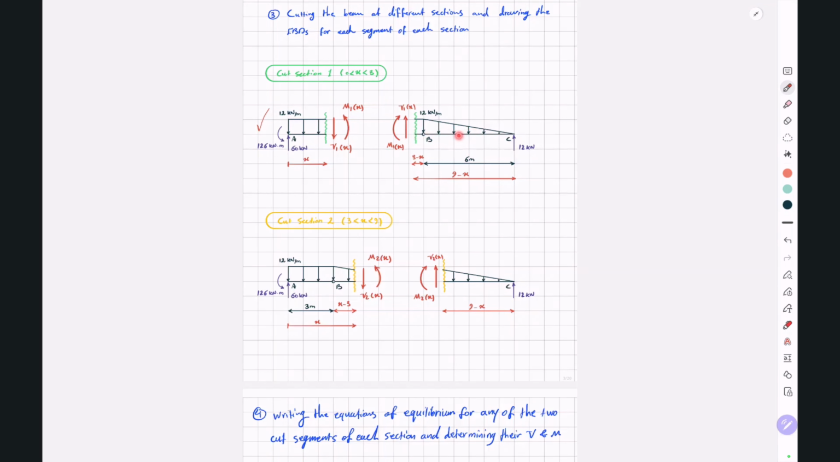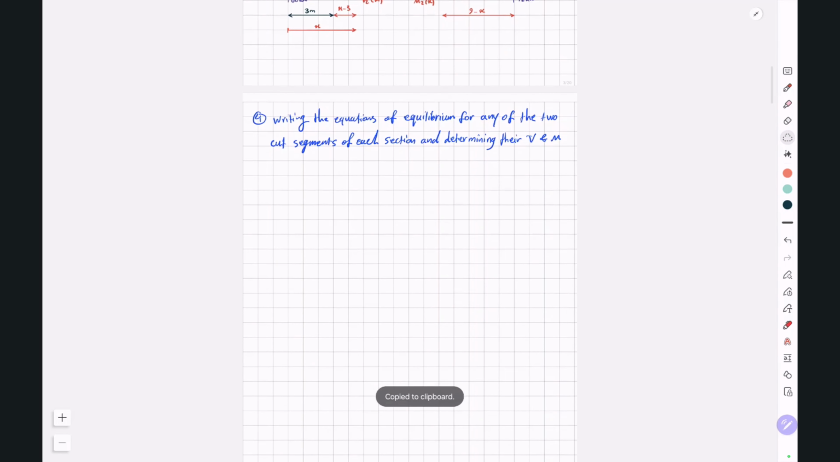So I'm going to choose this one, but if you want, you can write the equations of equilibrium for the other one. And for the second cut section, I'm going to choose the right cut segment, because here we have a triangular load, but on the left cut segment, we have a rectangular load and a trapezoidal load. So this one seems to be easier to analyze. So I'm just going to copy the ones that I choose to analyze and move them here.